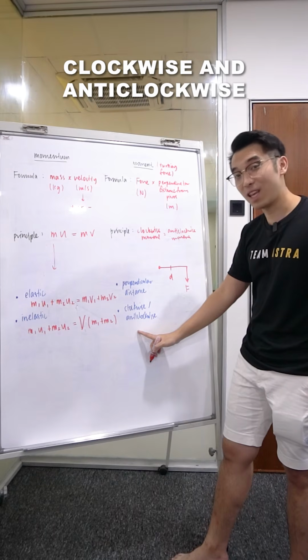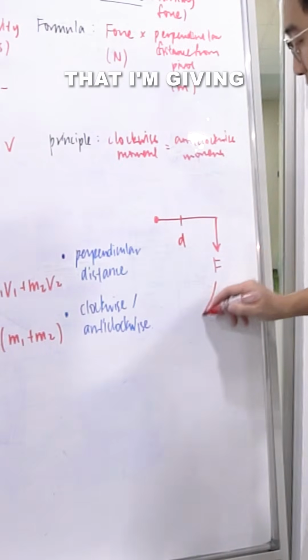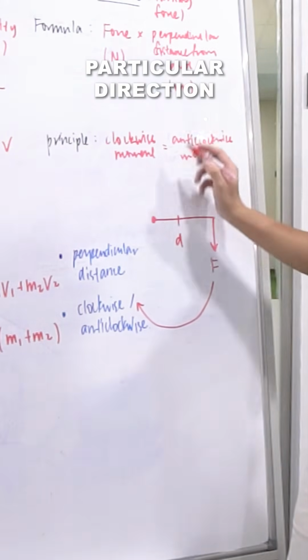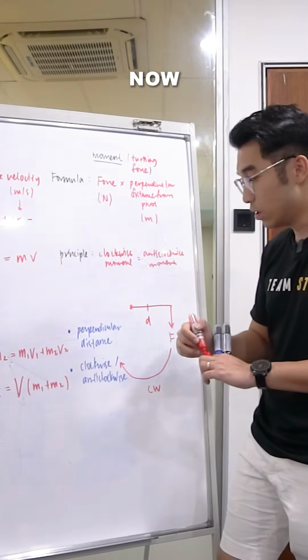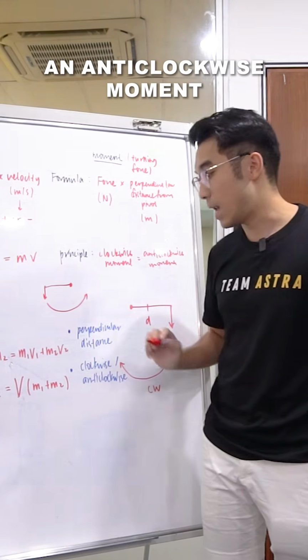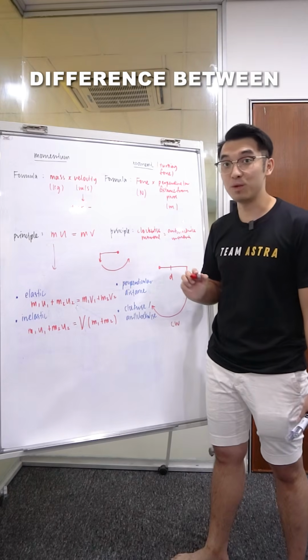Now, what about clockwise and anti-clockwise? For this particular example that I'm giving, the force revolves around a center in this particular direction, and this is a clockwise direction. Now, just to give you a little perspective for anti-clockwise, this would be an anti-clockwise moment. So that's the difference between momentum and moment.